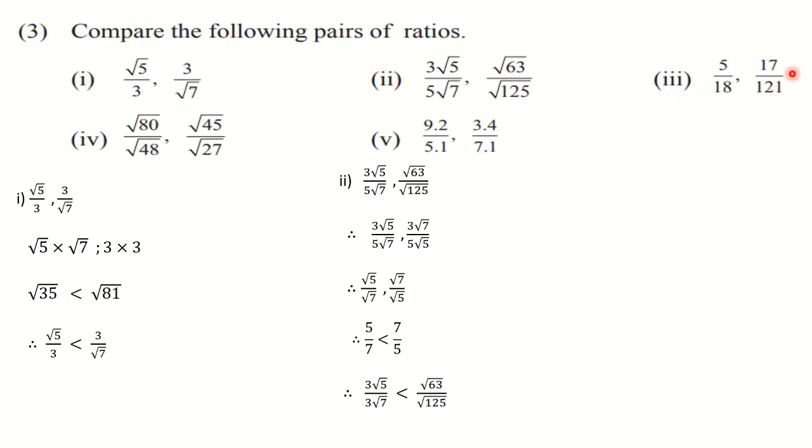This way we can compare the ratios. As I have said, these are simply numbers, so cross multiplication will help you, and you can solve by again converting to the simplest form as we have done here. Here also you can do it by multiplication and compare. Copy this down.